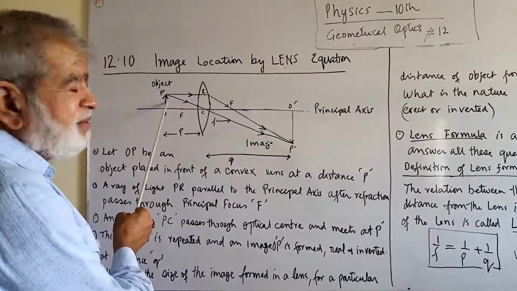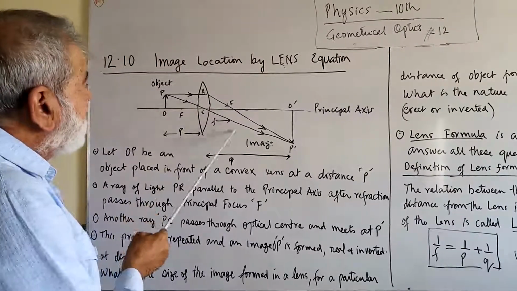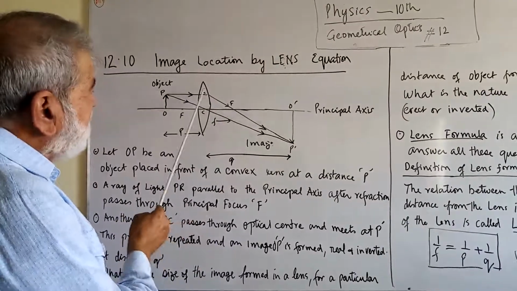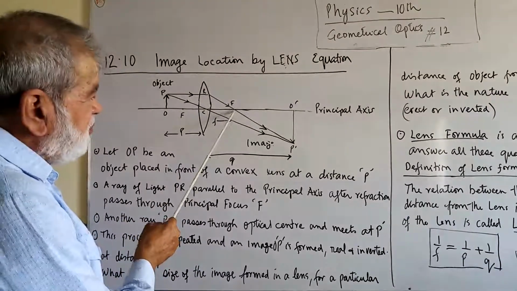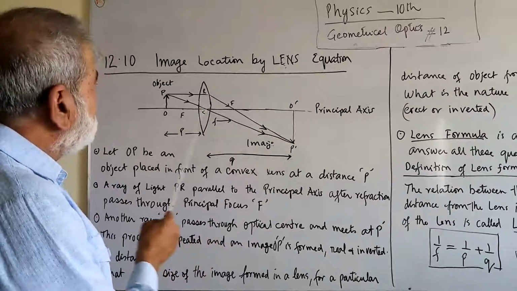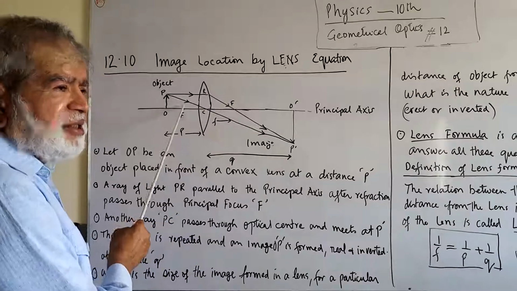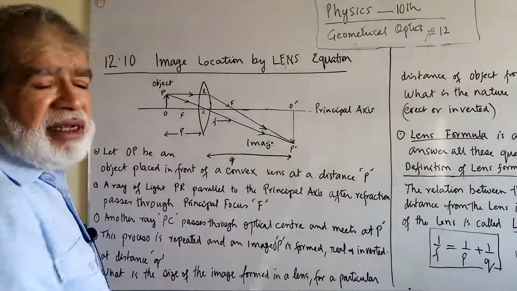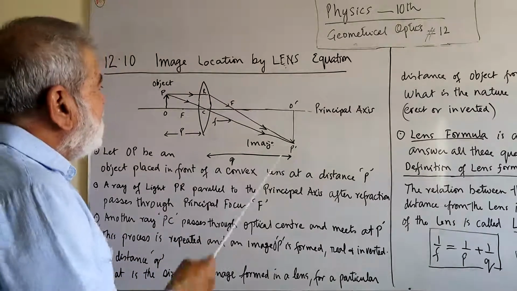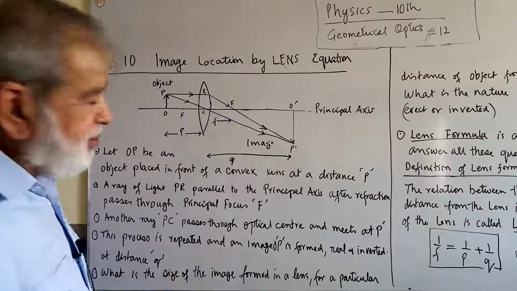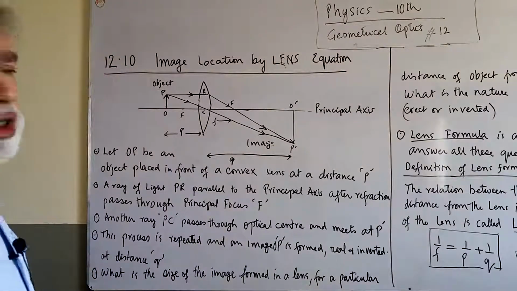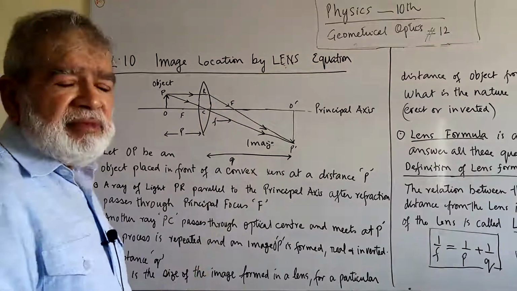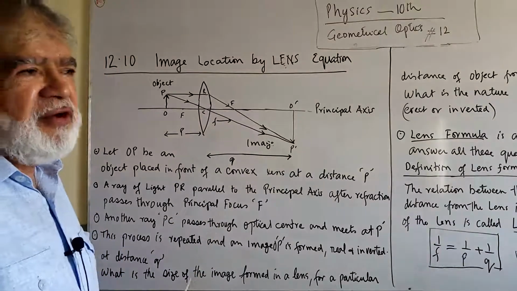A ray of light PR parallel to the principal axis, after refraction, passes through the principal focus and goes towards this point. Another ray of light PC passes through the optical center and goes towards P dash. An image O dash P dash is formed. How can you find out the nature of this image with the help of the lens formula?